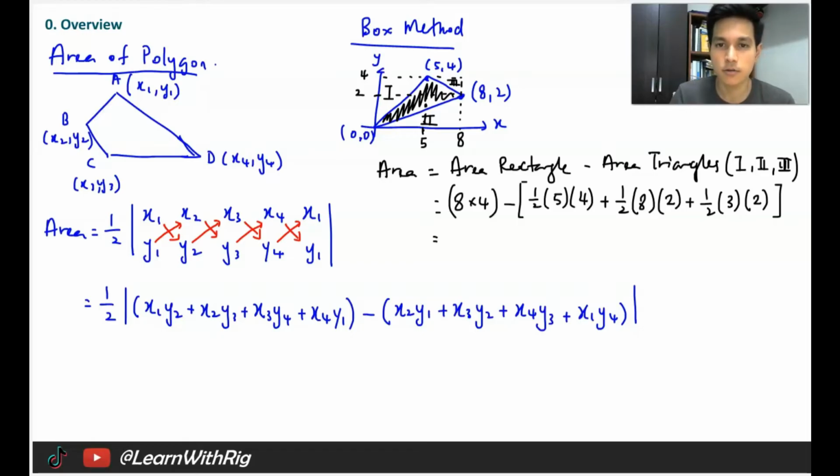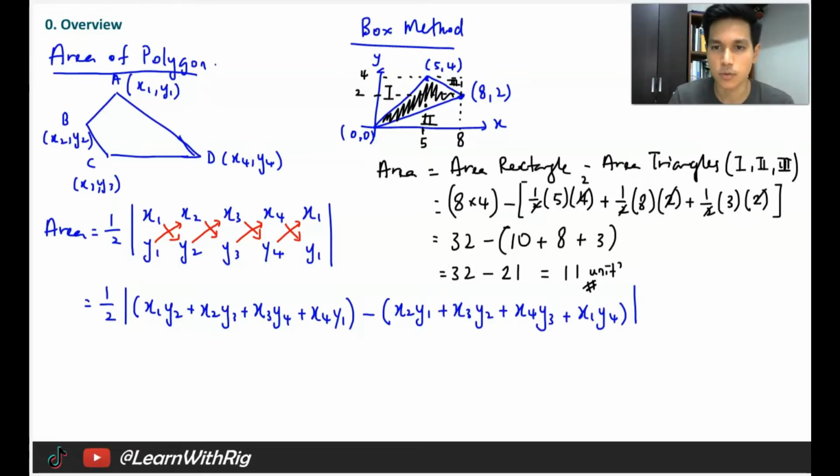So now you can solve them. 32 minus, here you get 2, so you should get 10 plus, you can cut here, you get 8 plus, cut here, you get 3. So you're basically having 32 minus 8, 11, 21. So your answer should be 11. 11 what? 11 unit square.